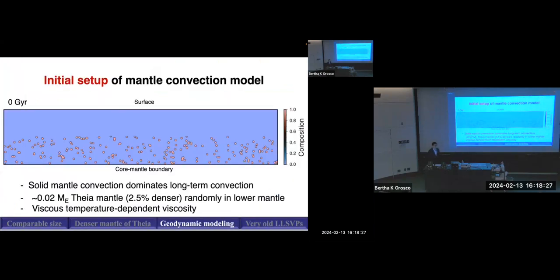So here is the setup for the model. This shows the compositional field. We put in some randomly distributed Theia blobs. The total mass of these blobs is about 2%, which we constrained from giant impact simulations, and we give them a higher density because of the geochemical considerations. They're about 2.5% denser than the rest of the mantle, and we use a temperature-dependent viscosity, of course.